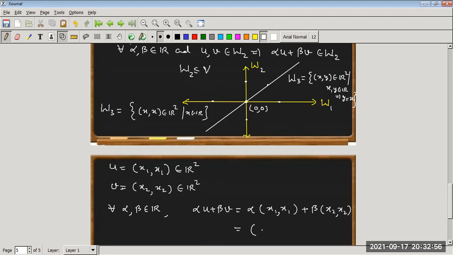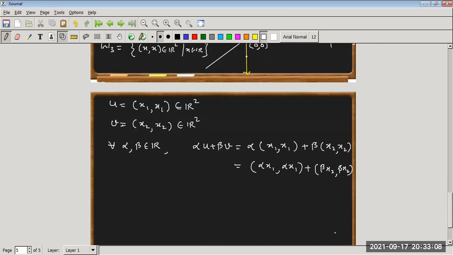This is alpha x1 plus beta x2. When we add these, we get the first entry alpha x1 plus beta x2, and the second entry is also the same, alpha x1 plus beta x2. If both the entries are equal, then this belongs to W3. So W3 is a subspace of vector space V.